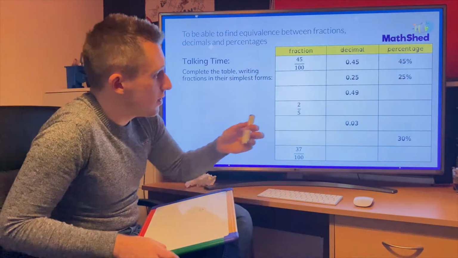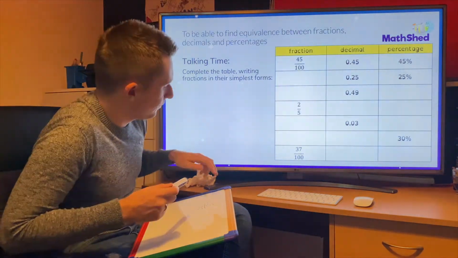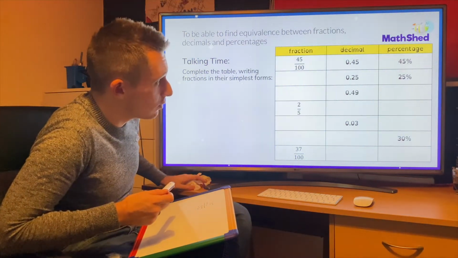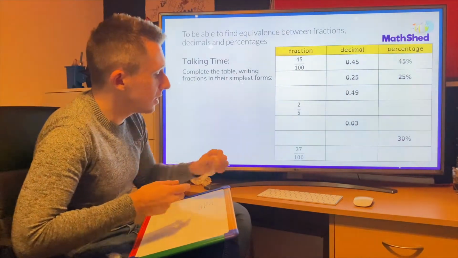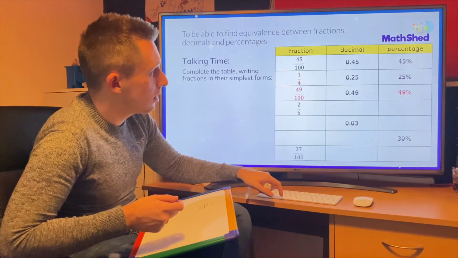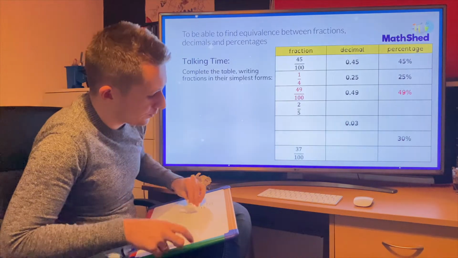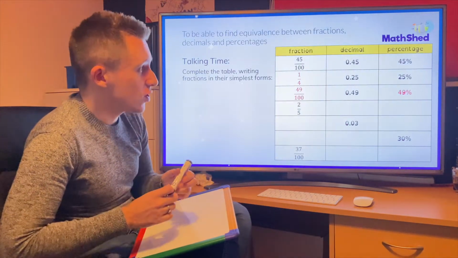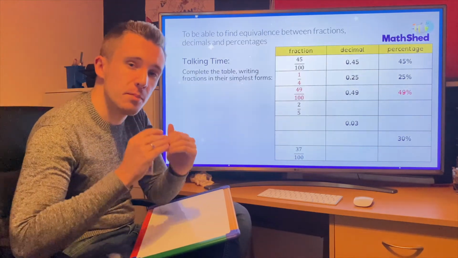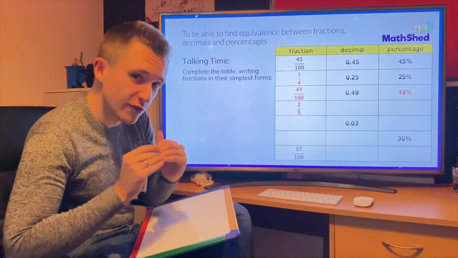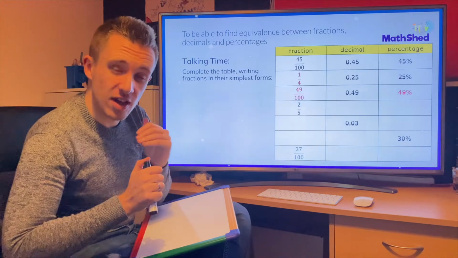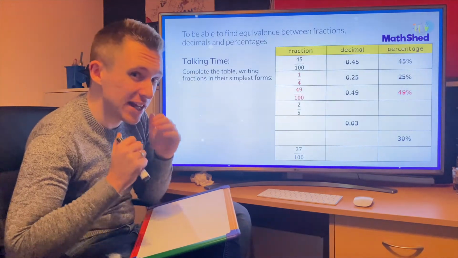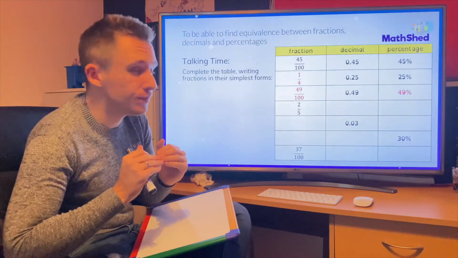The next one down, we've got 0.49. Well, again, that's nice and easy. We can make that 49%. And 49 over 100. Now that's interesting. You notice how they took the 25 over 100, they simplified it down to the smallest fraction. And that's something I'd like you to have a go at, please, if you can. Make it as small as possible with the fraction.